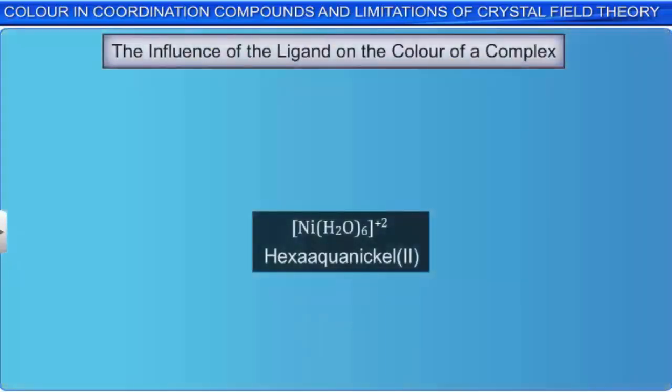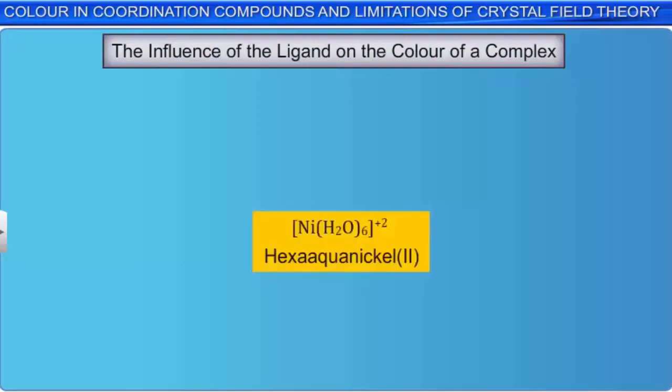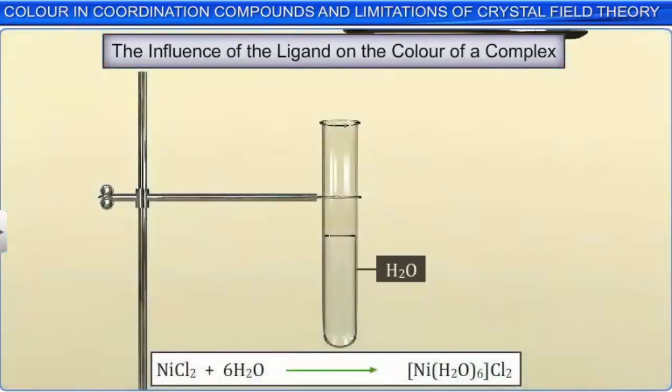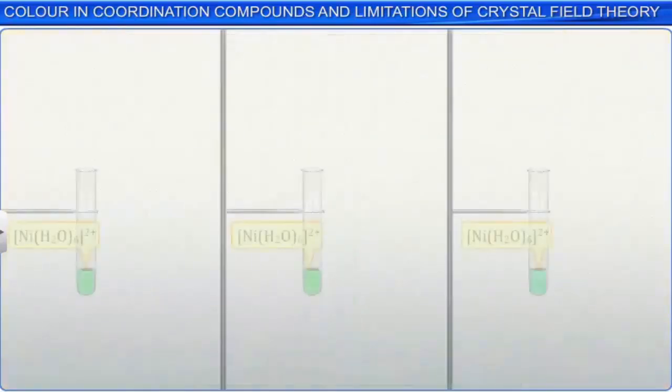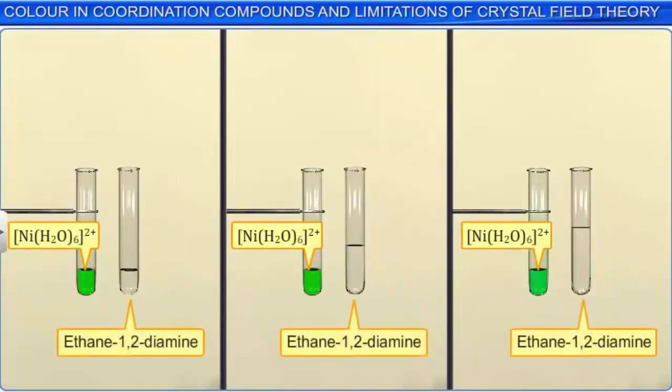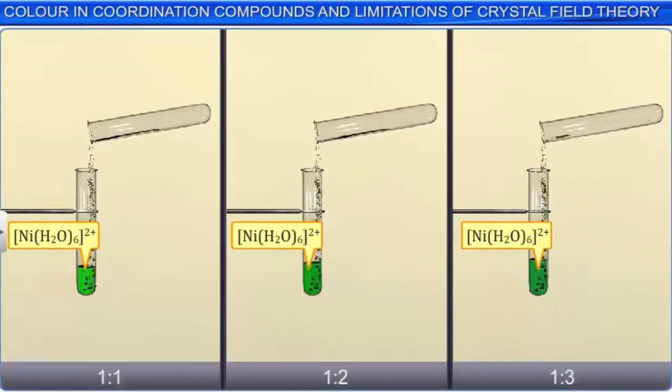The influence of the ligand on the color of a complex may be demonstrated by considering the hexaaquanickel(2+) complex. When nickel(II) chloride is dissolved in water, it gives the green hexaaquanickel(2+) complex. To this complex, if the bidentate ligand ethane-1,2-diamine is added progressively in different molar ratios, different complexes with varying colors are formed.